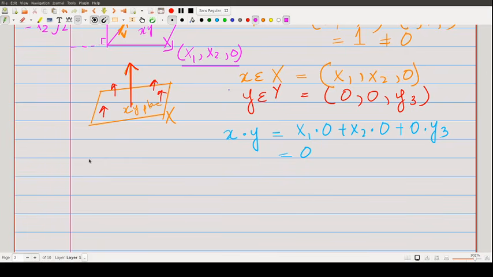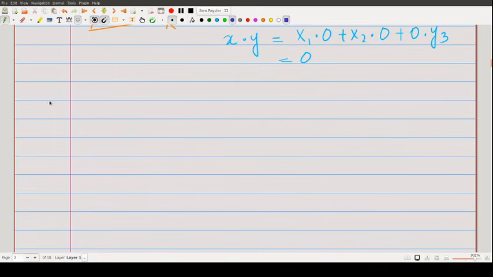All right. And so the next thing is, we define a concept of orthogonal complements.